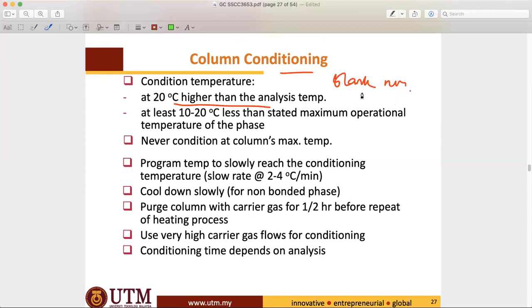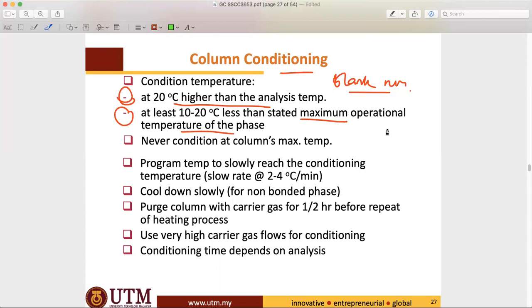Okay, what is a blank run? Sometimes you use just air, or sometimes you use a solvent to clean up your column. Condition at least 10 to 20 Celsius less than the stated maximum operational temperature of the phase. So for example, you can use this one, but also you can use this one as well.